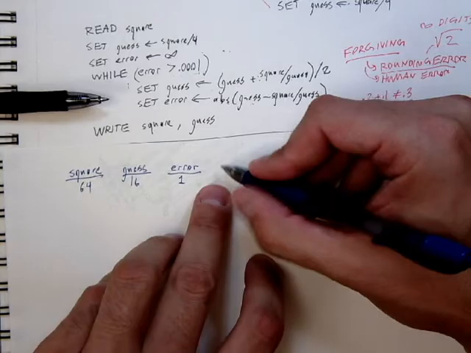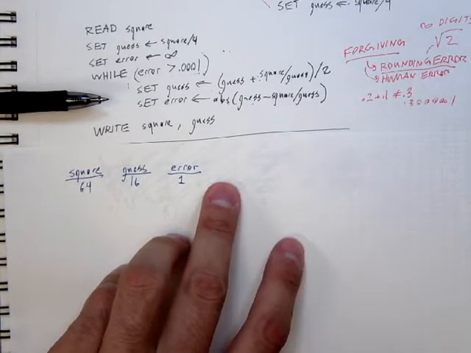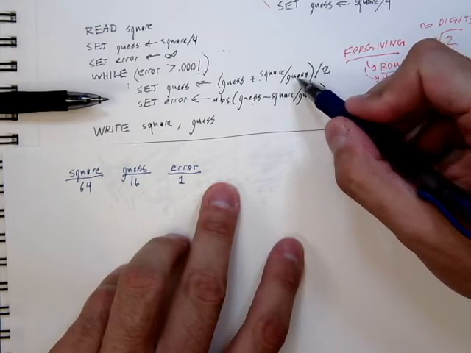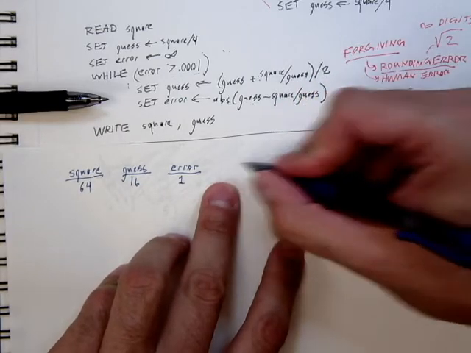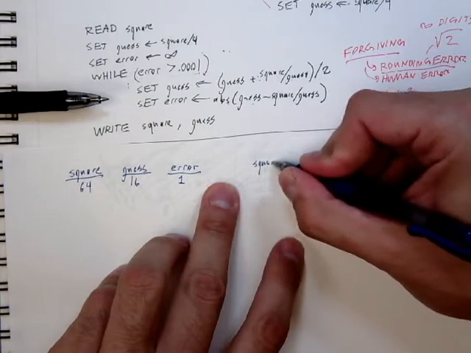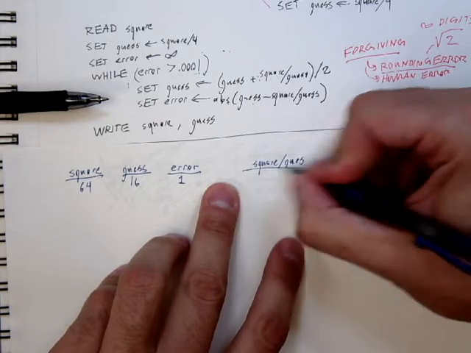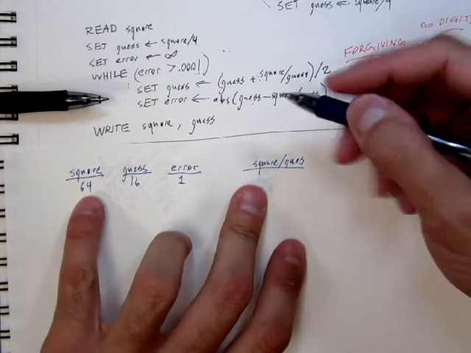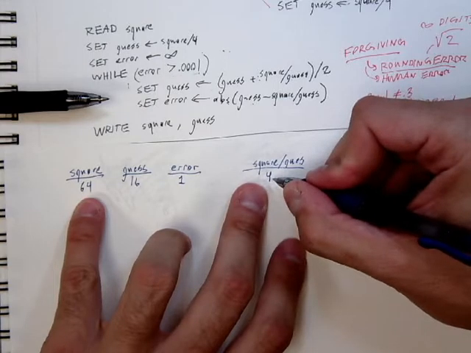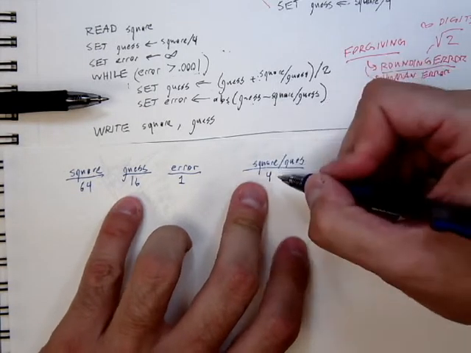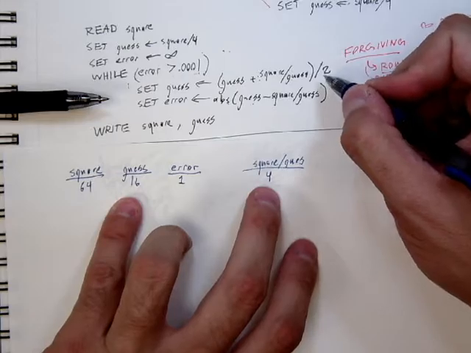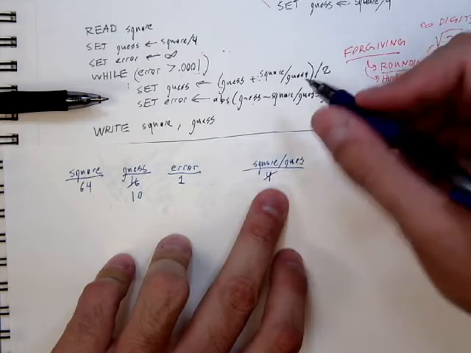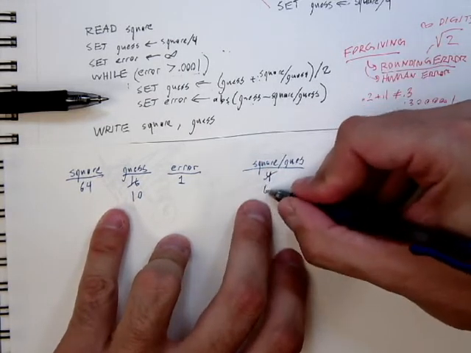So the mistake that I made is I didn't update this thing enough. So what I wanted to do is I wanted to keep square over guess over here so I could easily keep track of it. Okay? So here my guess is 16, square over guess is 4 at this point in time. So guess is going to be 16 plus 4 over 2, which is 20 over 2, and that's 10. But now square over guess has changed. So now square divided by guess is 6.4.